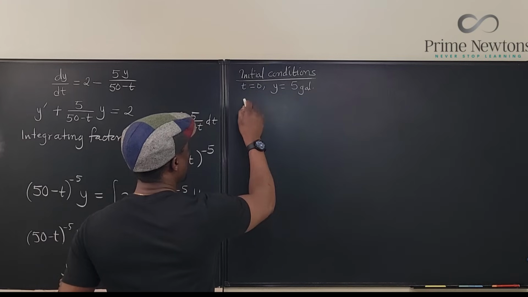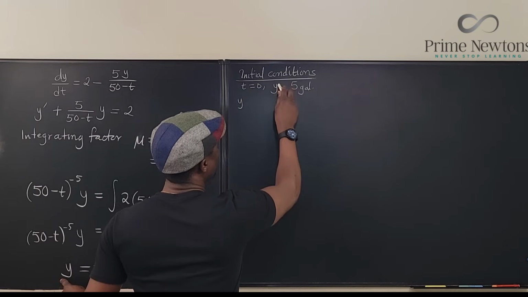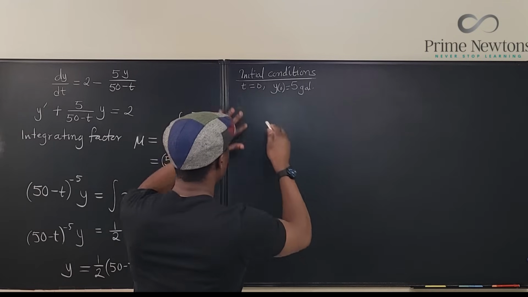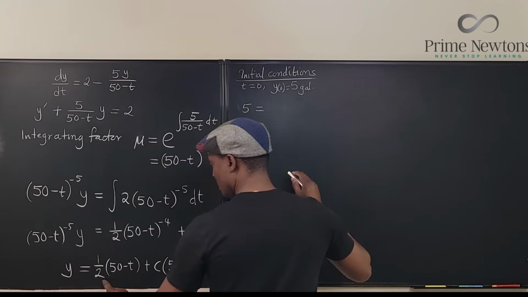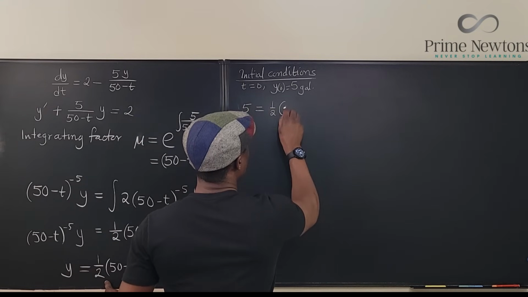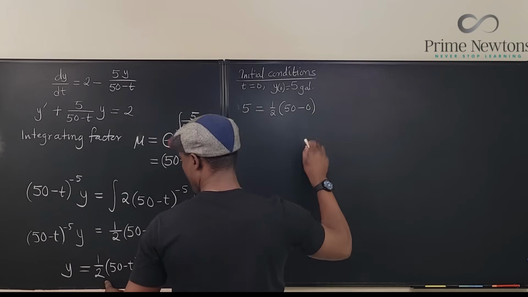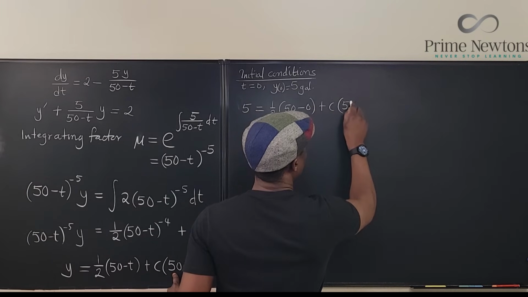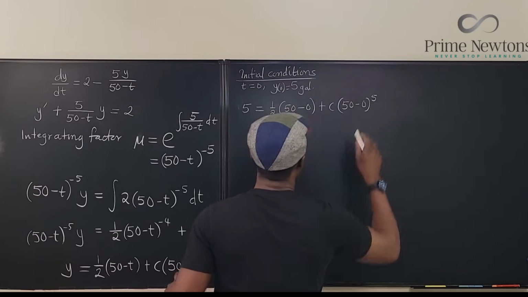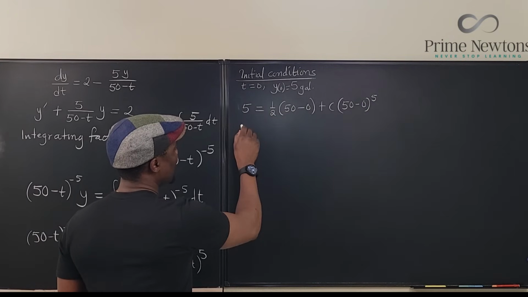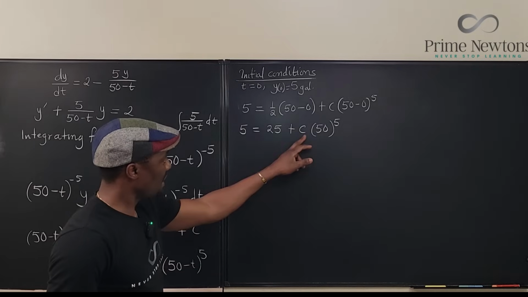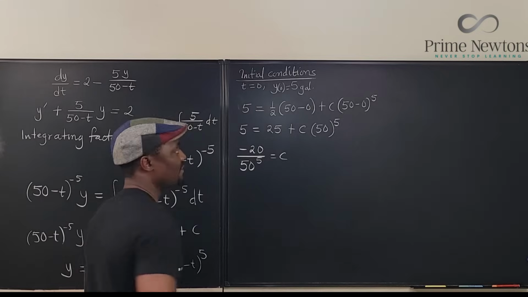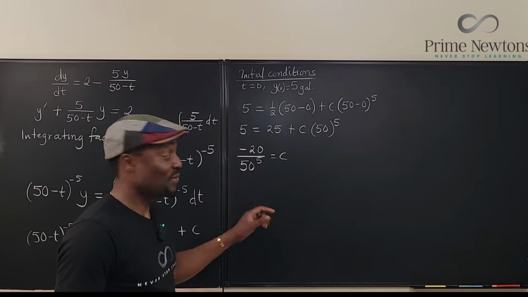So initially, the initial y is 5, so we don't need to write that. 5 is equal to 1/2 of 50 minus 0 plus c times 50 minus 0 raised to power 5. Okay, what does it look like? This is 5 is equal to, let's get c. So if we move this here and then we divide, we're going to have, so that's our solution. We found our c rather.